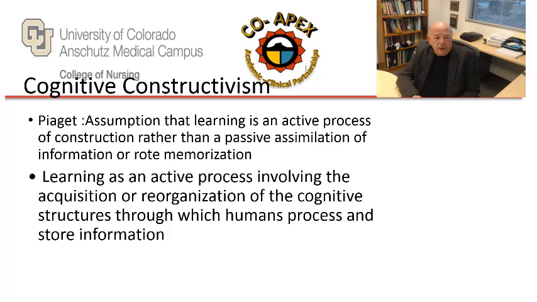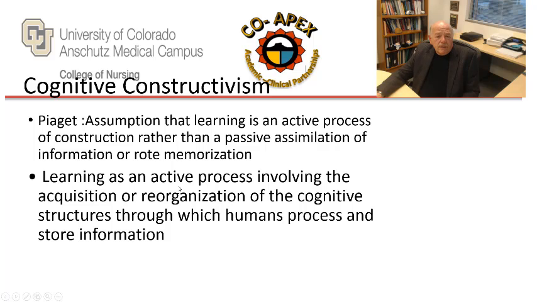Now, cognitive constructivism is really an old theory. It's based on Piaget, and it uses the assumption that learning is really an active cognitive process of constructing ideas and understanding, rather than the passive assimilation of information or rote memorization. Within this model, learning is a process involving getting information, organizing it, putting it within the individual's way of thinking, their own cognitive process. And through that, then learning as they process and store that information.